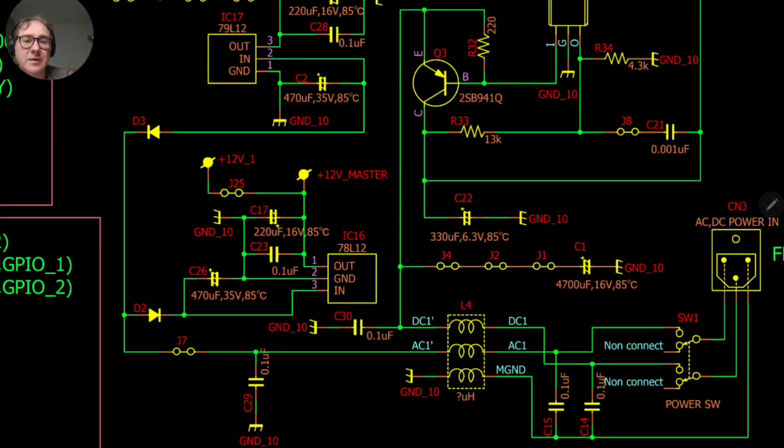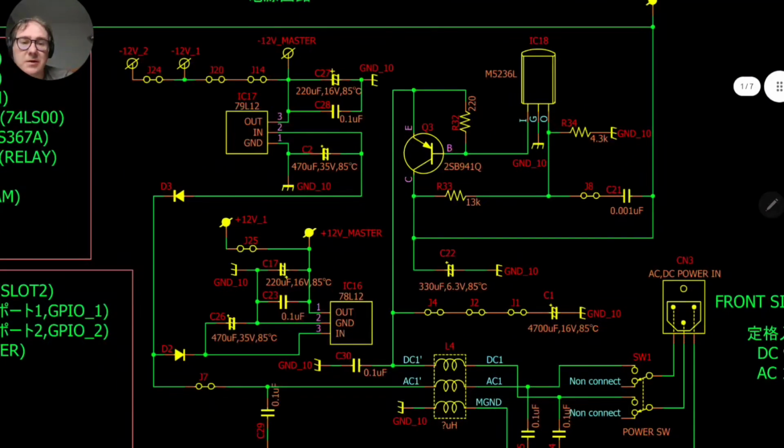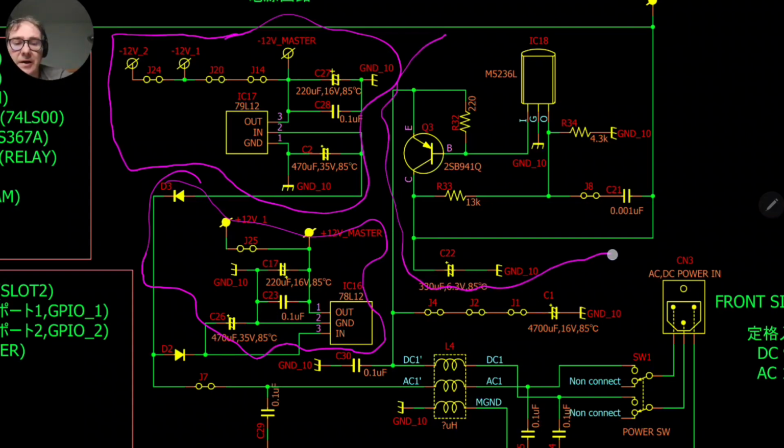It needs to generate 5 volts that you have here. It needs to generate -12 and it needs to generate +12. So to do this, it uses 3 different parts. They are very differentiated. So this part here is generating the -12. This other part is generating the +12, and this other part is generating the +5 volts.